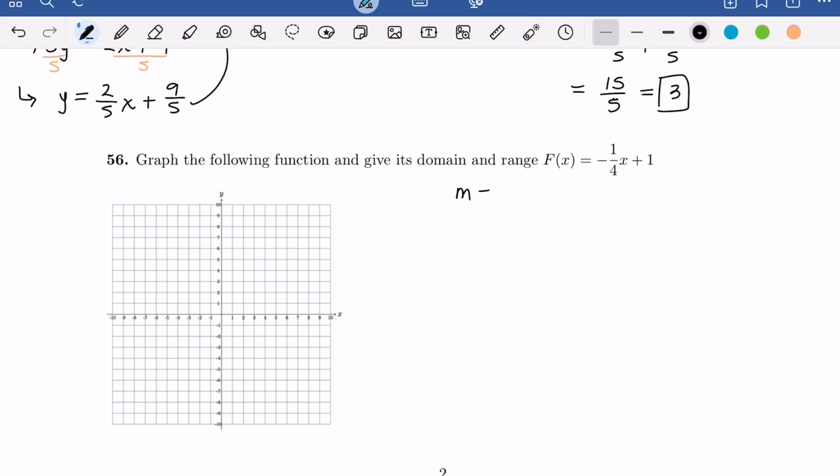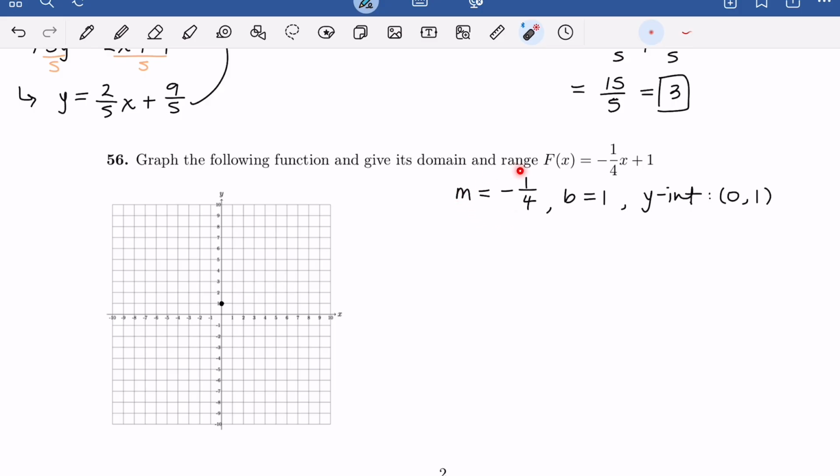In this case, our m, our slope, is going to be the coefficient of our x term, so -1/4, and b is equal to 1, which tells us that our y-intercept is going to be the ordered pair (0, 1). So with this information, we can easily graph this function. So our y-intercept is (0, 1). That's going to be our starting point. So (0, 1) is going to be that point there.